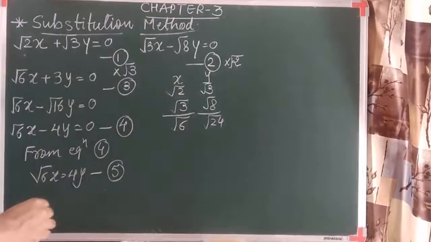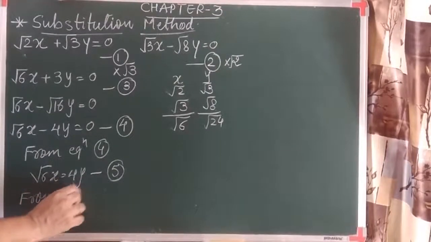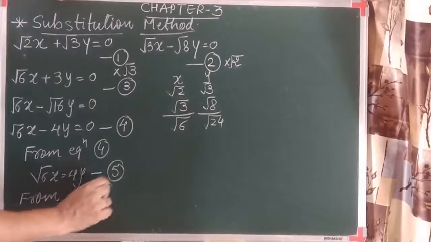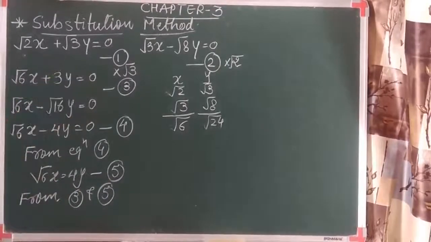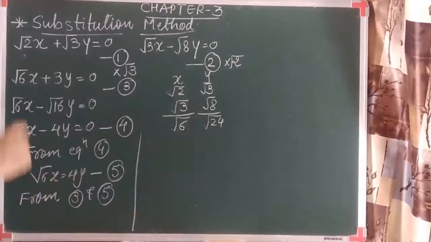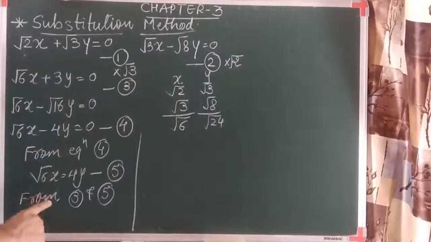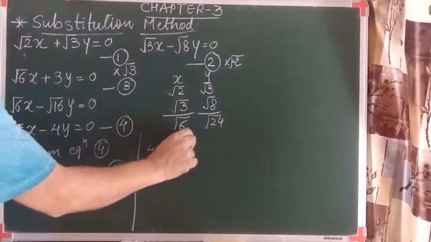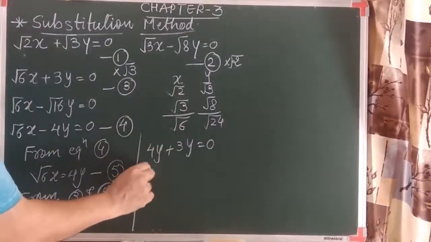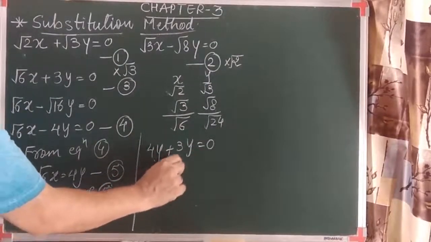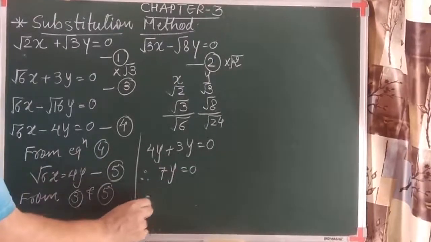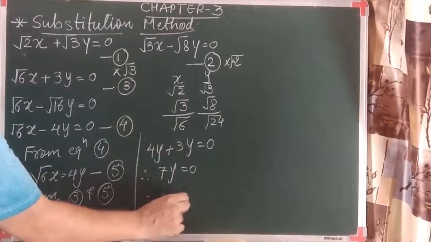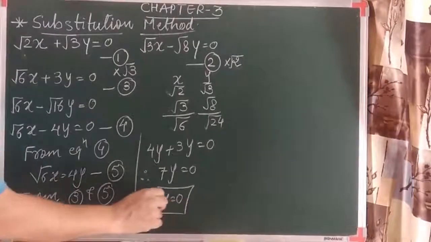So from equation 3 and 5, you can write, substitute the value of equation 5 into equation 3. So let's substitute this root 6x as 4y. So 4y plus 3y is equal to 0. So 7y is equal to 0. I'll take 7 to the right hand side. So 0 upon 7 is 0. We'll obtain the value of y.